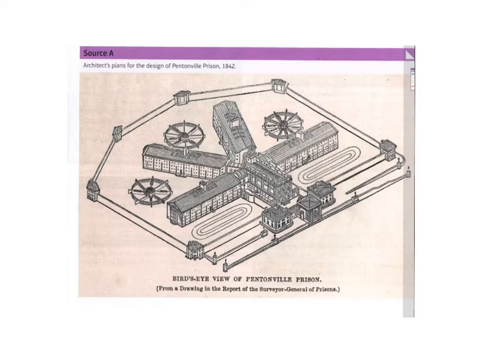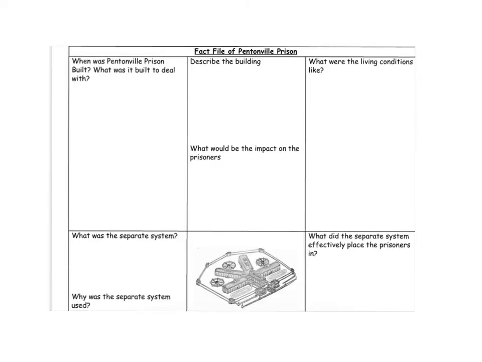So the picture you can see is, as it says, the bird's eye view of Pentonville prison, and this is sort of a case study that we are going to look at. This is obviously a picture from the book, but I will show you exactly what you need to do right now. So first thing you're going to need to look at is your workbook.